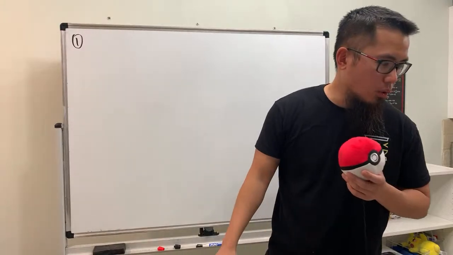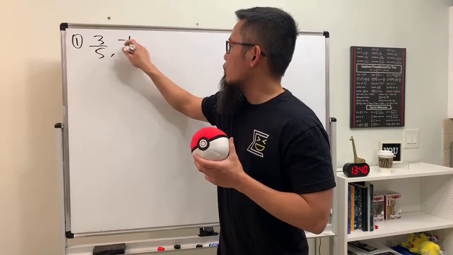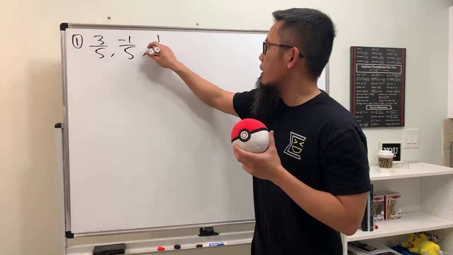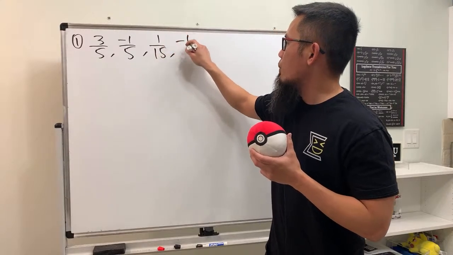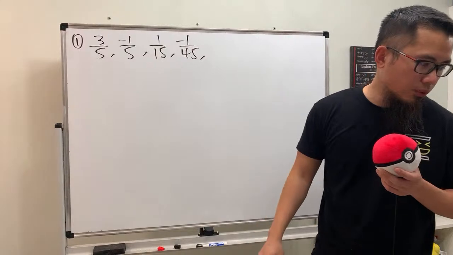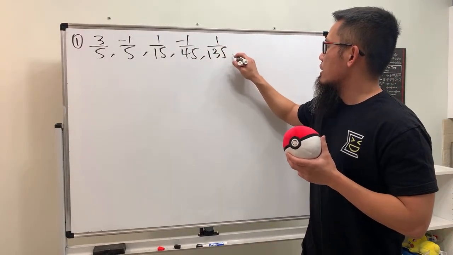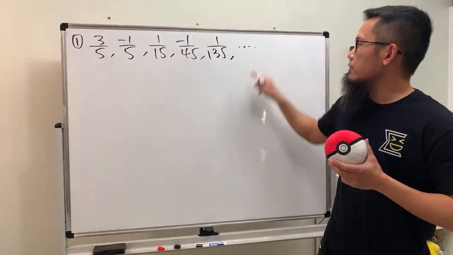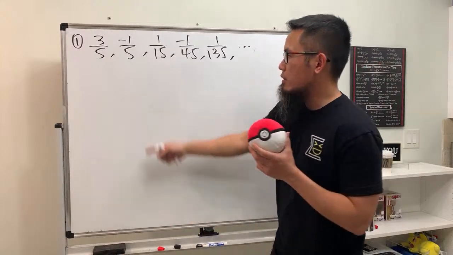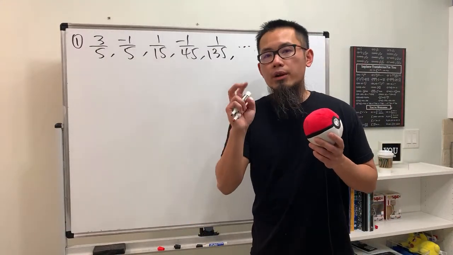Here we go. We have 3 over 5, and then negative 1 over 5, and then 1 over 15, and then negative 1 over 45. And usually I like to give you 5 terms or so, just to make it super clear. All right, and so on, so on, so on. So as you can see, this right here is a sequence. And the reason is because you can see that we have commas, so we are not adding up all the numbers yet.